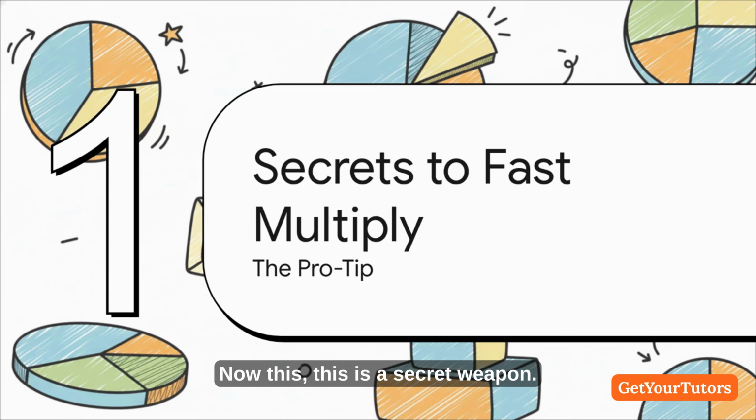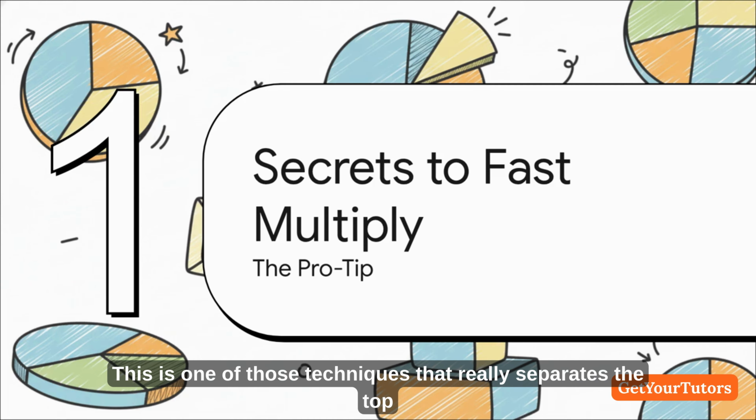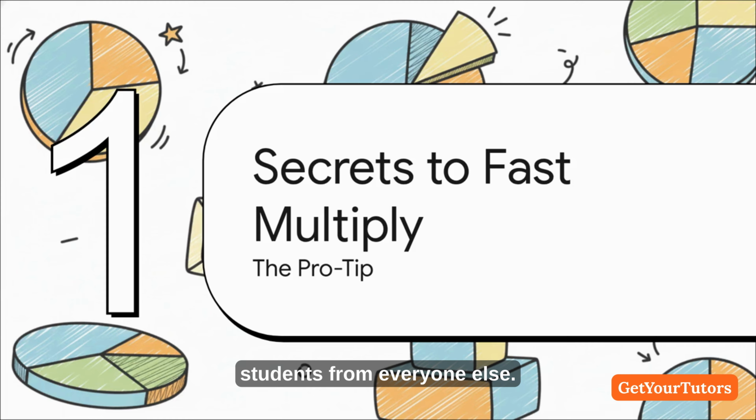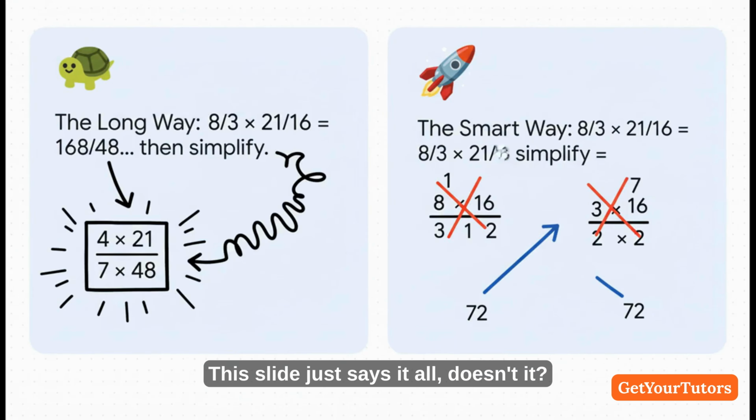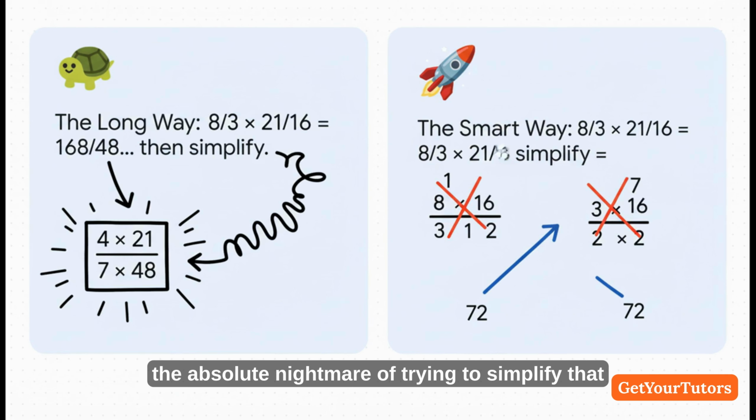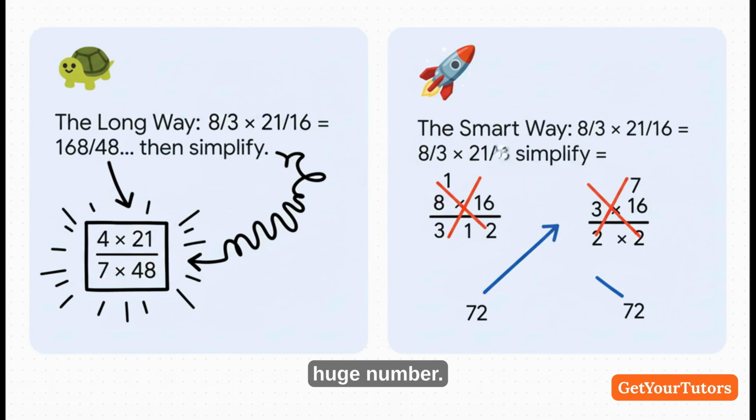Now this is a secret weapon, a pro tip for fast multiplication that will make your life so much easier. This is one of those techniques that really separates the top students from everyone else. This slide just says it all, doesn't it? Look at the long way. You could multiply 8 by 21 and 3 by 16 to get 168/48, and then you've got the absolute nightmare of trying to simplify that huge number.